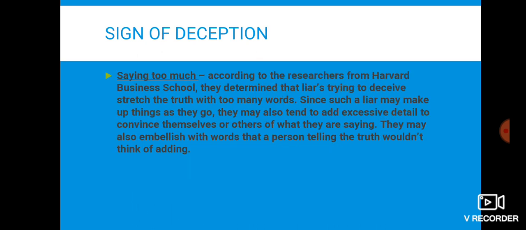Next is saying too much. According to the researchers from Harvard Business School, they determined that liars trying to deceive stretch the truth with too many words, since such a liar may make up things as they go. They may also tend to add excessive detail to convince themselves or others of what they are saying. They may also embellish with words that a person telling the truth wouldn't think of adding.